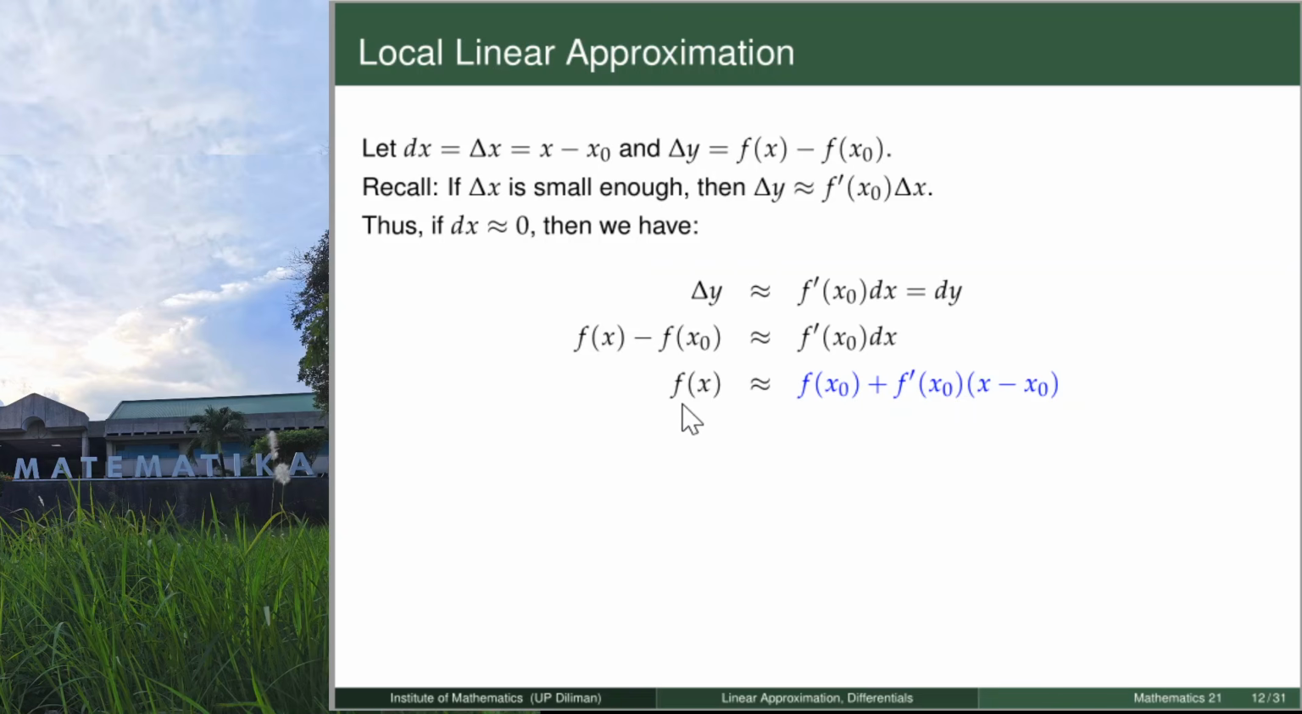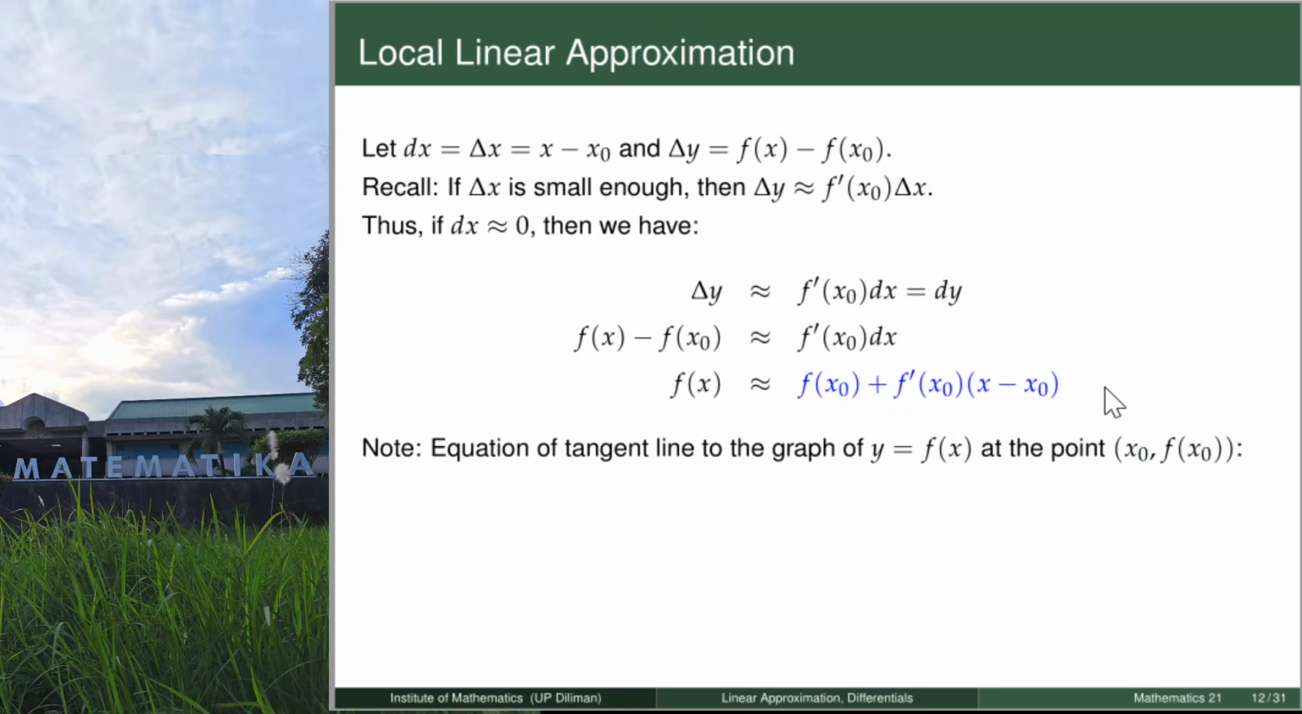So f of x is approximated by the expression in blue. Is this expression familiar? Do you remember how to get the equation of the tangent line to the graph of f at a certain point, say x naught, f of x naught? How do you get the equation of a line? All you need is the point-slope form. So you just need a point on the line, which is this one, x naught, f of x naught, and the slope of the line. In this case, what is the slope of the tangent line? It is f prime of x naught.